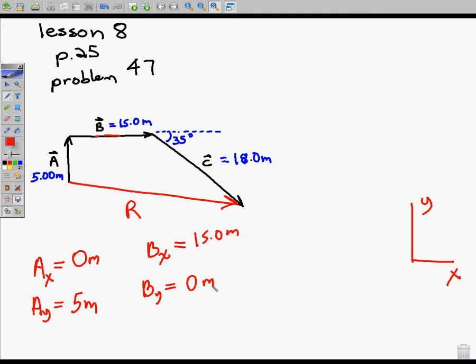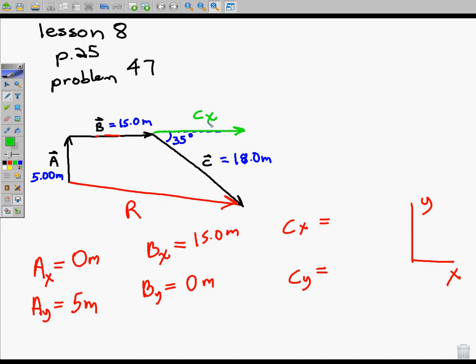Now, vector C, we're going to have to do a little bit of work because it's a little bit horizontal and it's a little bit vertical. So we have Cx and Cy. So I can come back over here and break that C up into parts. And part of it is horizontal. That's C in the x direction.